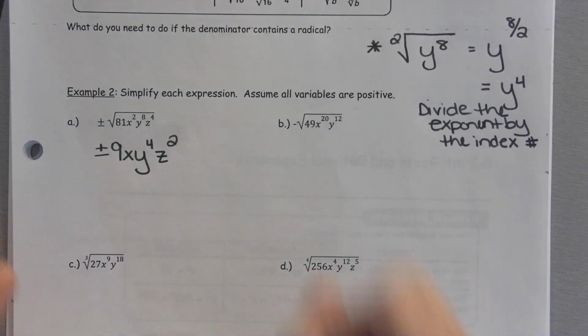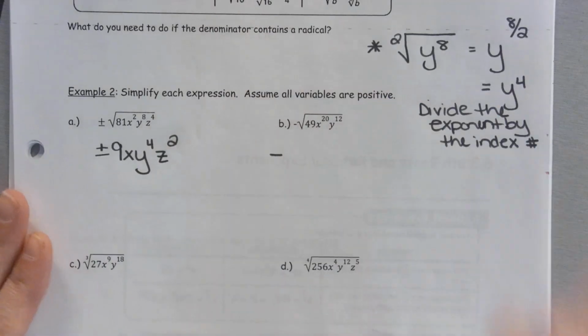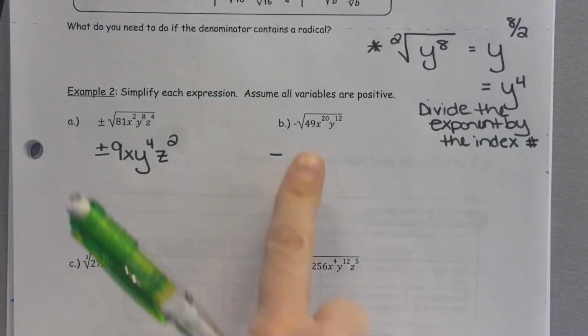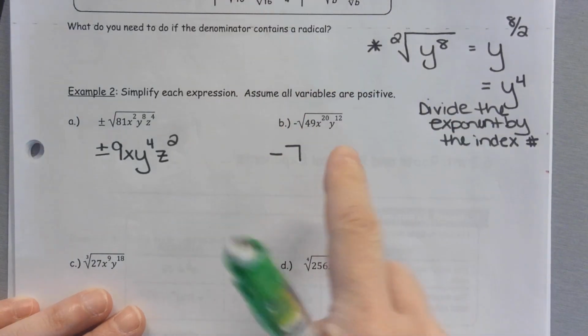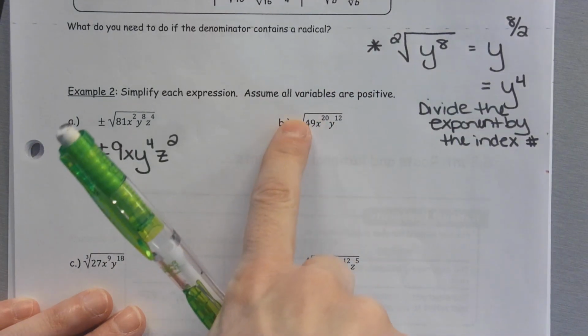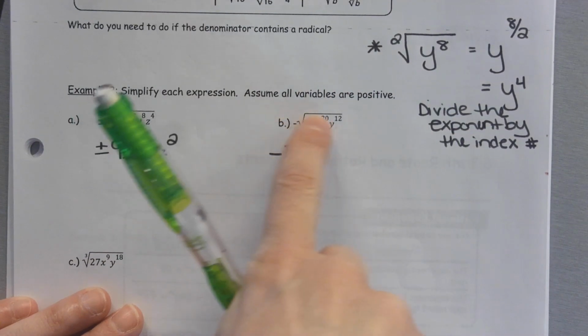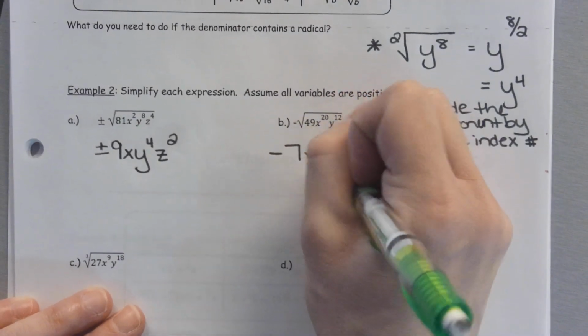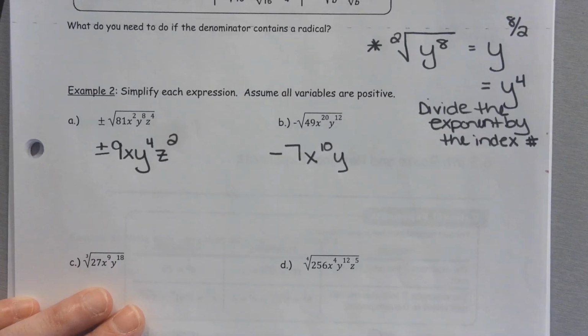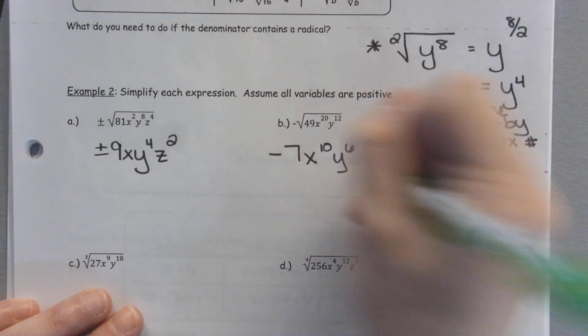Okay, so we have a negative, but it's out front, so it's okay. So it just carries on down. What do we know the square root of 49 is? 7. Okay, we've got x to the 20th. Remember, we're dividing by our index number. So 20 divided by 2, 10. And y to the what? 6, because 12 divided by 2 is 6.